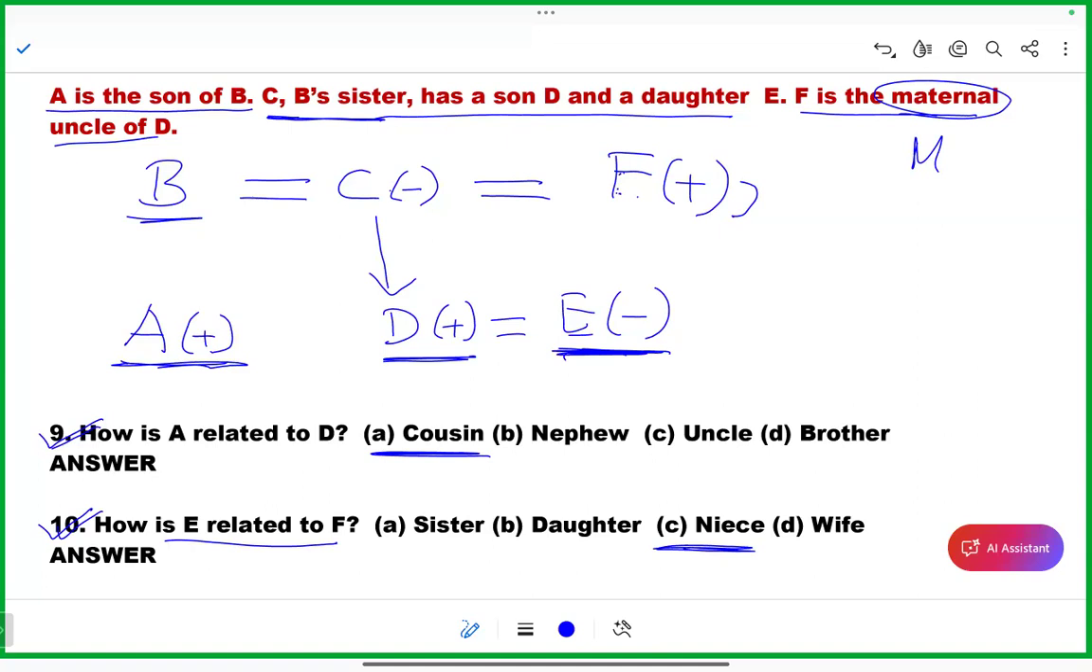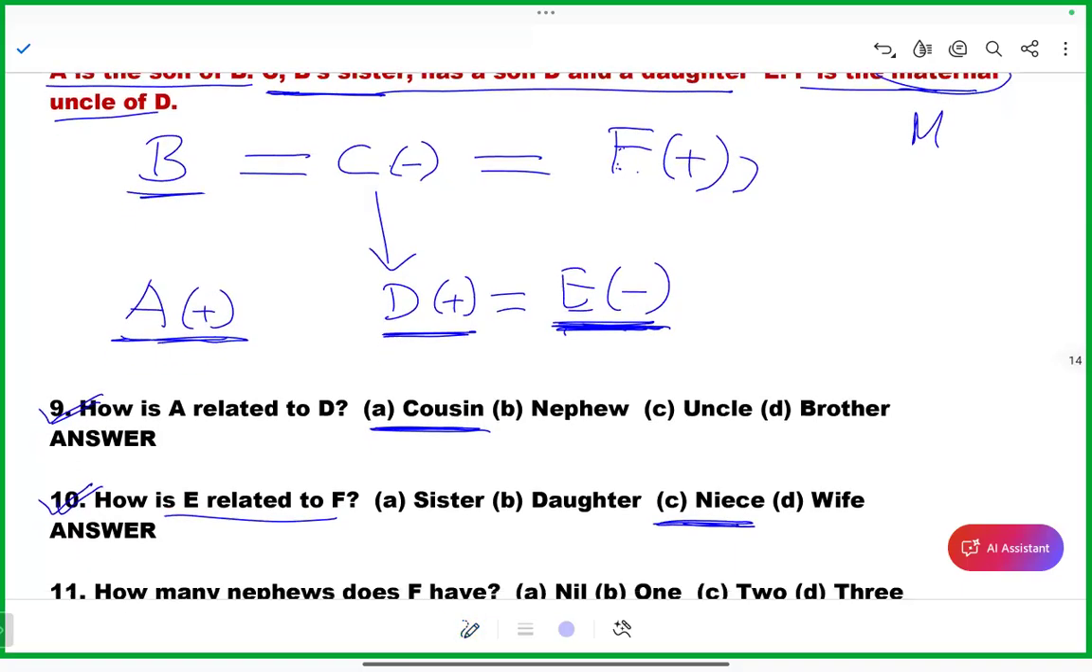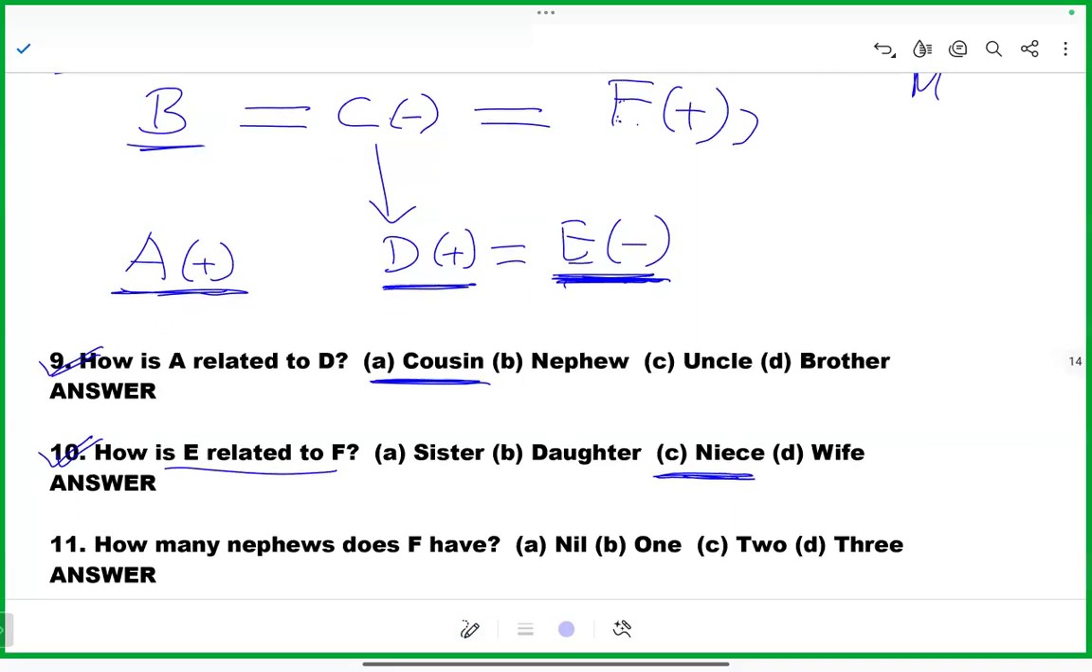So for your uncle, you are the niece, because E is female. Now another question: how many nephews does F have?